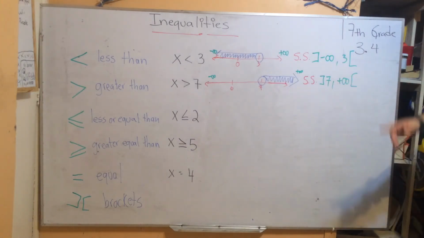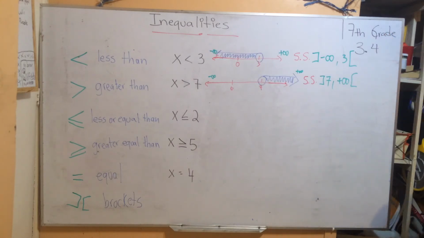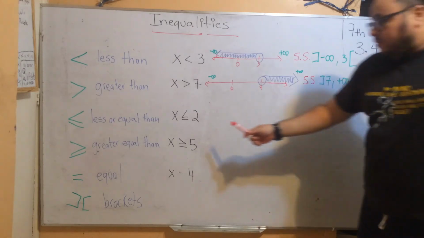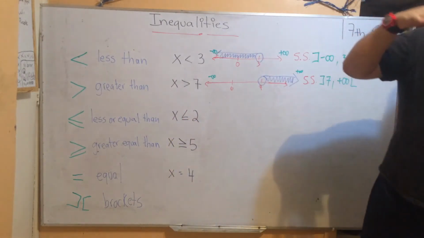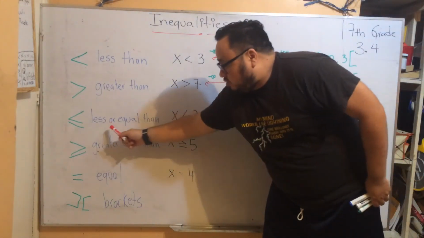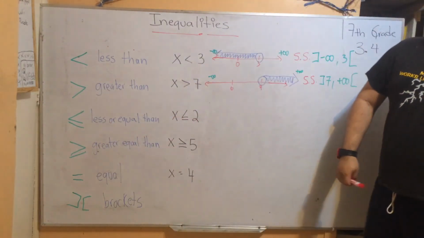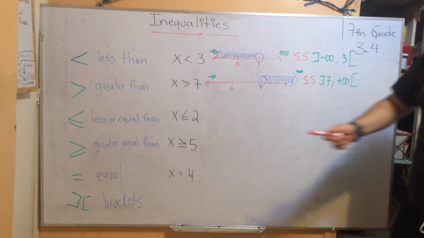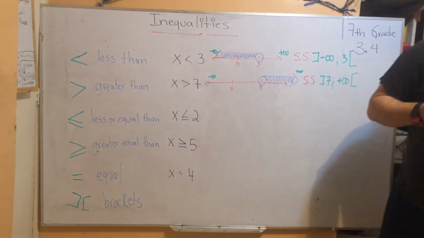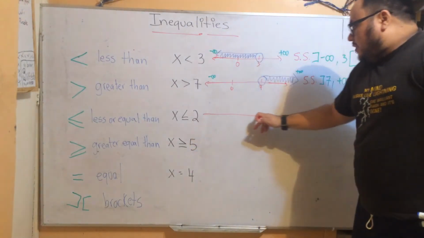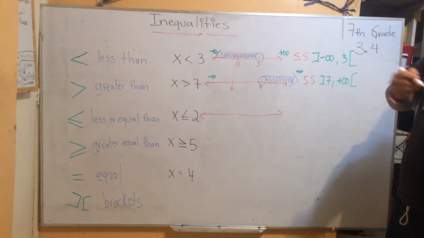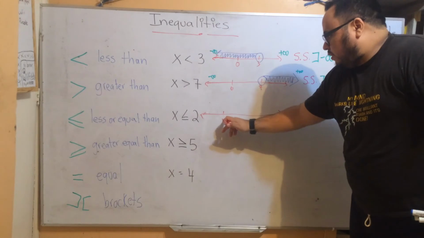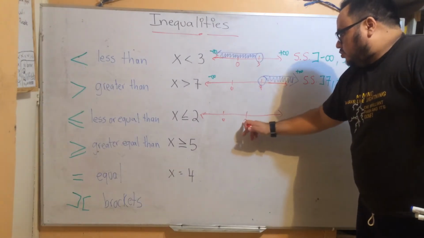Let's look at the next one. Less or equal. Now, here is where it changes, because we're looking for all of the values that are less but also equal. Less or equal than. So now the number here is included in our number line and it will be included in our solution set. So let's put 0 here and let's put 2 here.